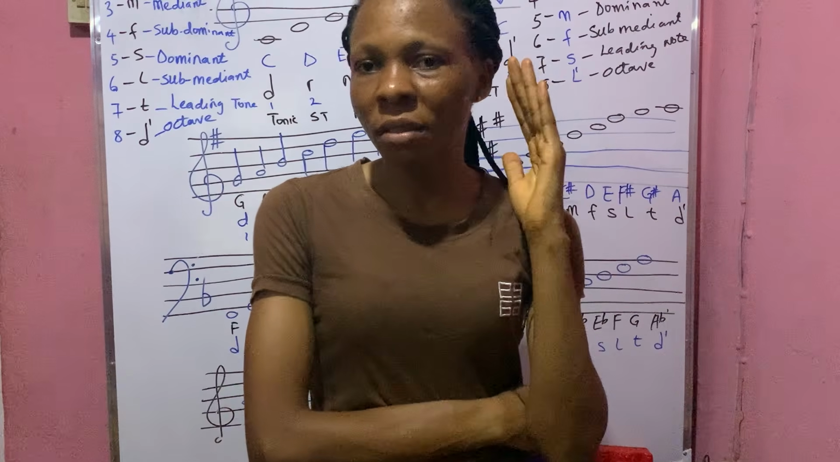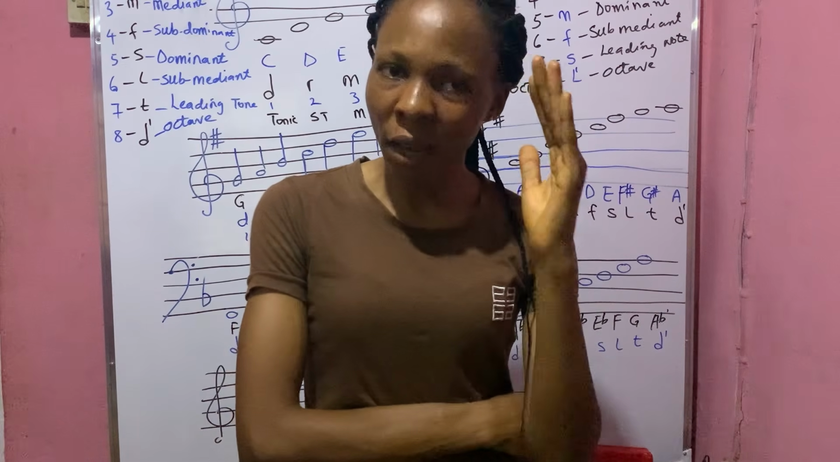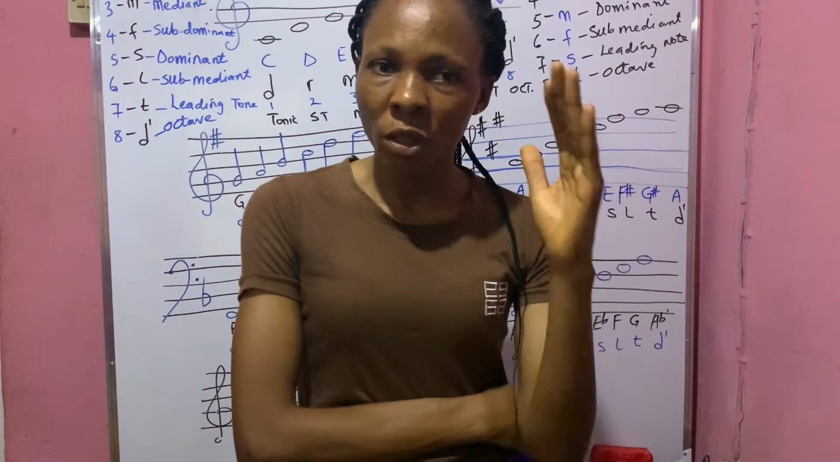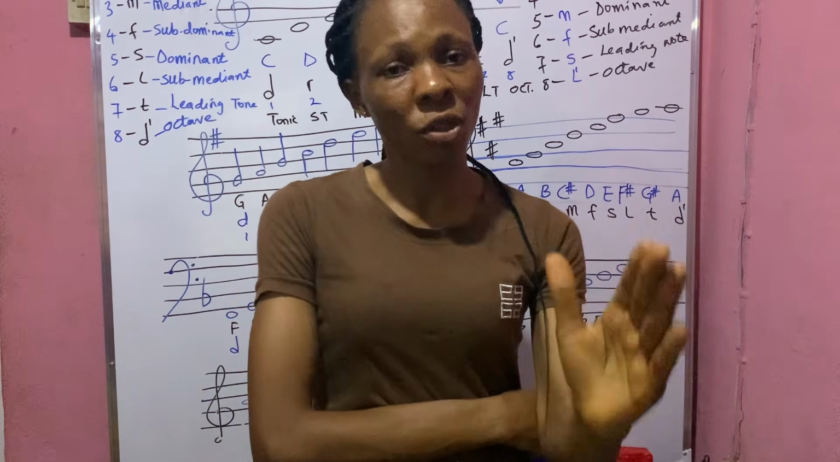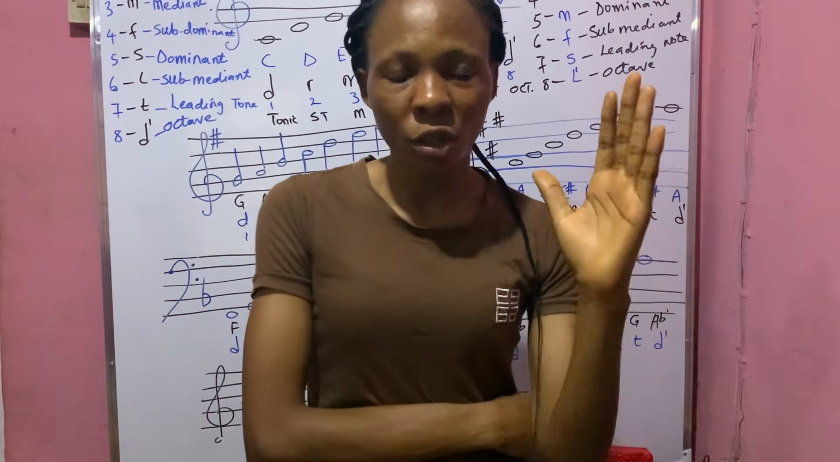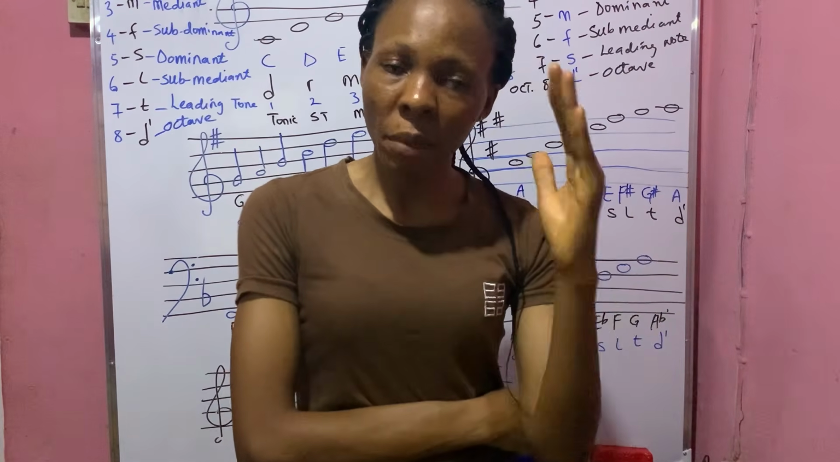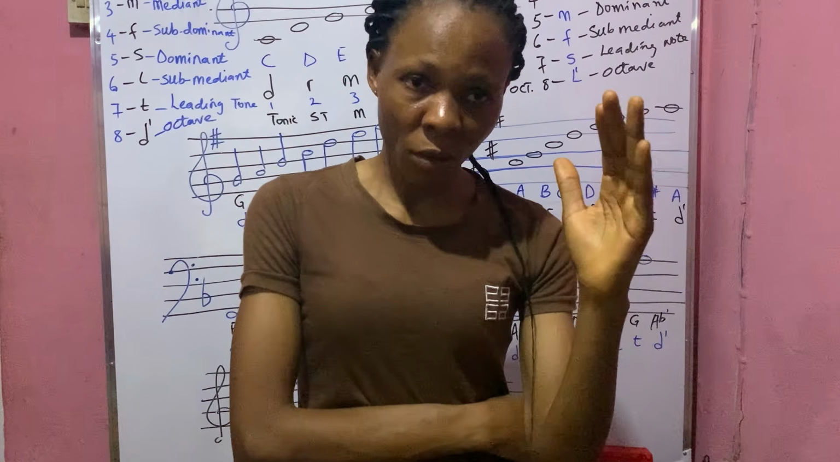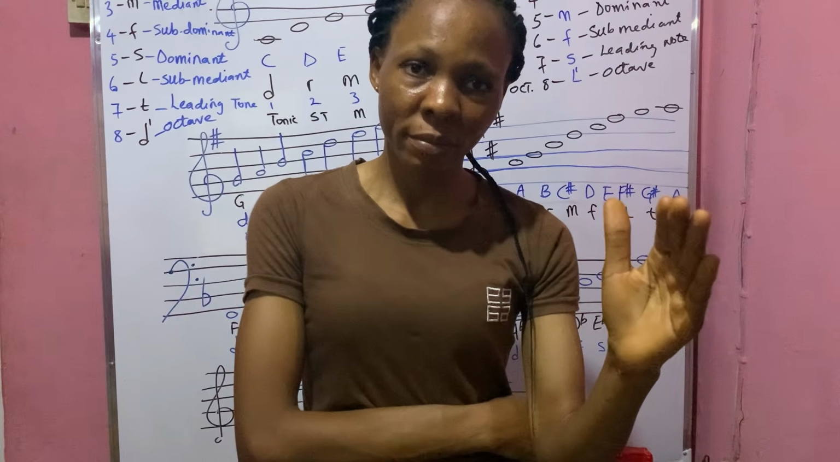Once we say C minor, C becomes La. Same thing with other keys, like if we say G minor, G becomes La. If we say G major, G becomes Do. In major, Do is the tonic. In minor, La is the tonic. I hope we are getting what I'm explaining.